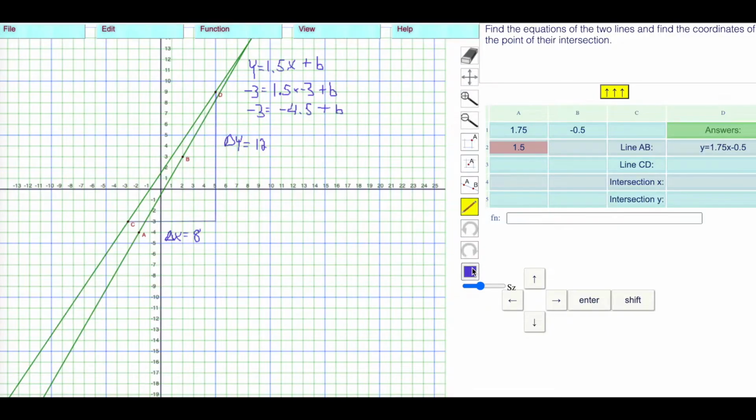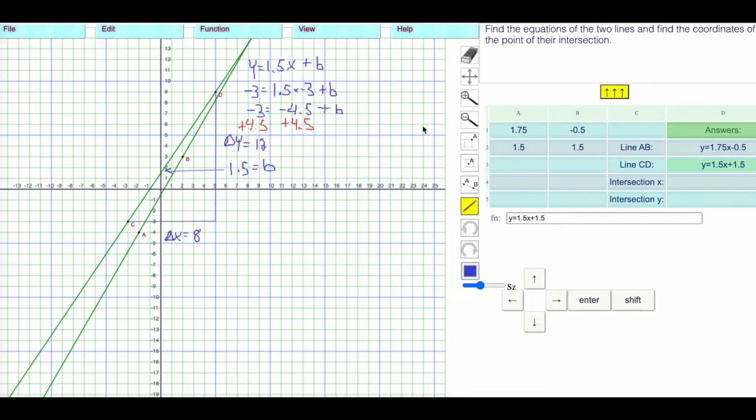To get the b all alone, I'm going to add 4.5. If I add 4.5 to the right hand side, I also have to add it to the left hand side to keep everything balanced. That gives me positive 1.5 is equal to b. Does that make sense? I think that looks like 1.5. Our equation is, I'll put the 1.5 here, y is equal to 1.5x plus 1.5.